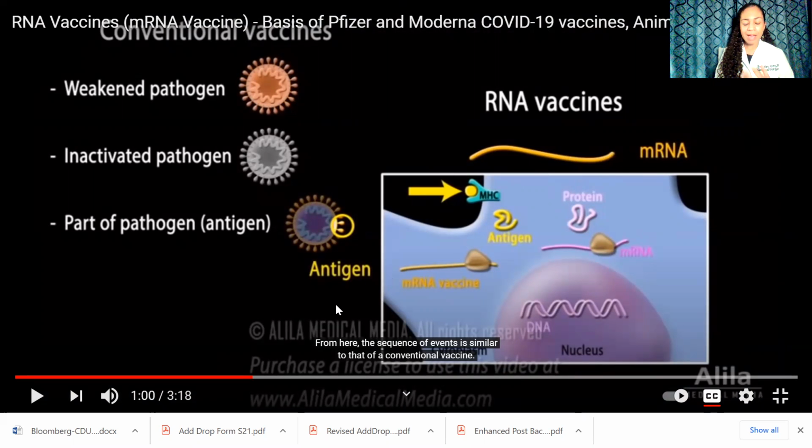So we see what will happen is that this mRNA will come into the cell. It also has a small capsule that it's in. It's a lipid capsule, sort of like a fatty capsule. Then it comes into the cell. Here it is. This mRNA is being translated to antigen.